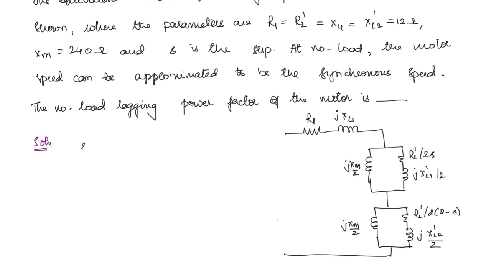Now from the given information, one particular point here is the speed can be approximated to synchronous speed. That means what will happen to the slip? It will become simply 0. Now what is the question asked? We should find the no load lagging power factor. So simply first we have to find out the equivalent impedance as seen through these terminals, and whatever angle you are getting, cos of that angle will give you the power factor. So the condition is that S is equal to 0.